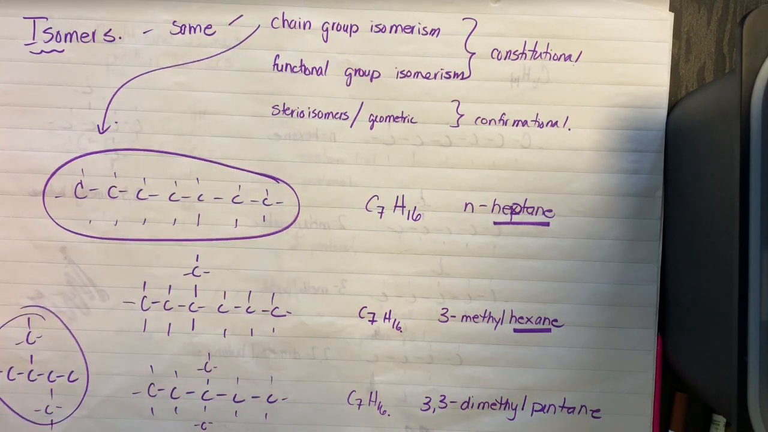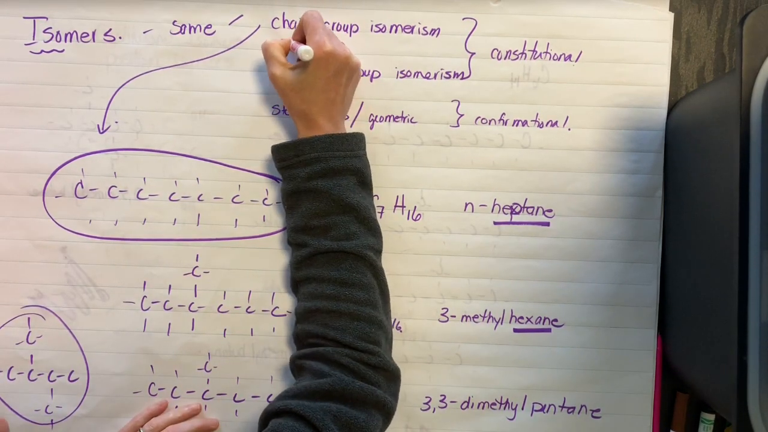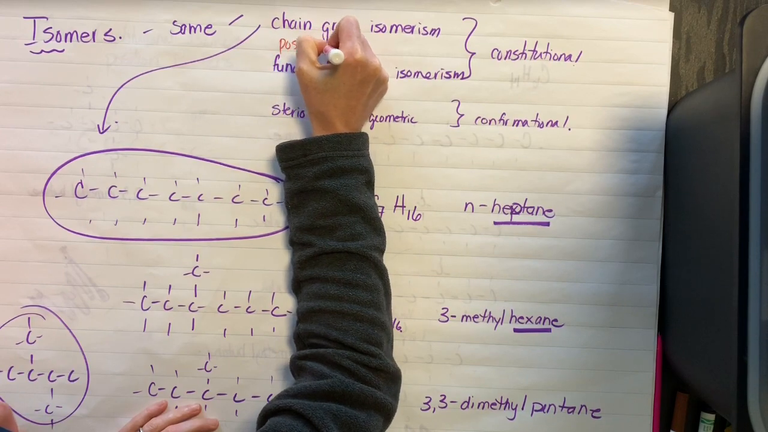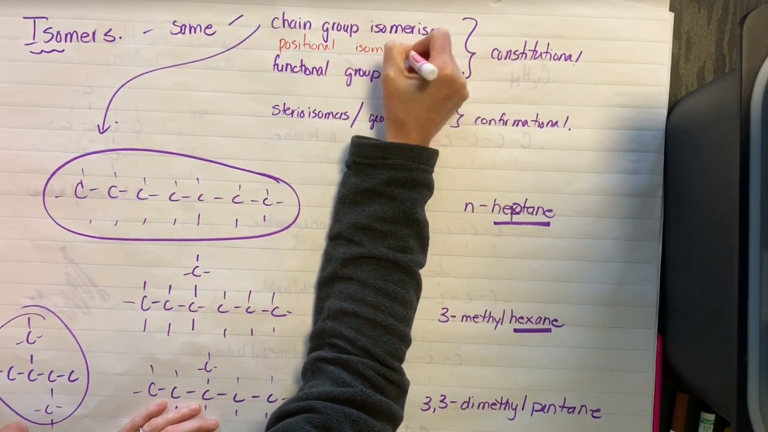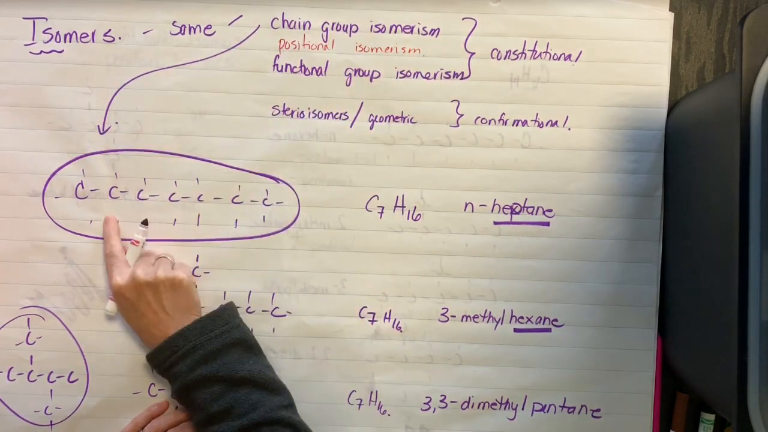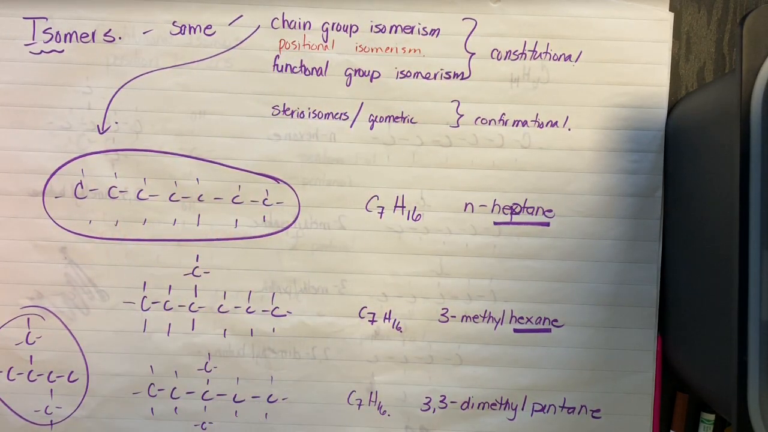So there are a couple different types of constitutional isomers. And see, I've made them. I'm going to fix this. I'm going to put one in here, positional isomerism. So there are these 3 that we're going to talk about first. The first is the chain group isomer. This one's pretty easy to understand.